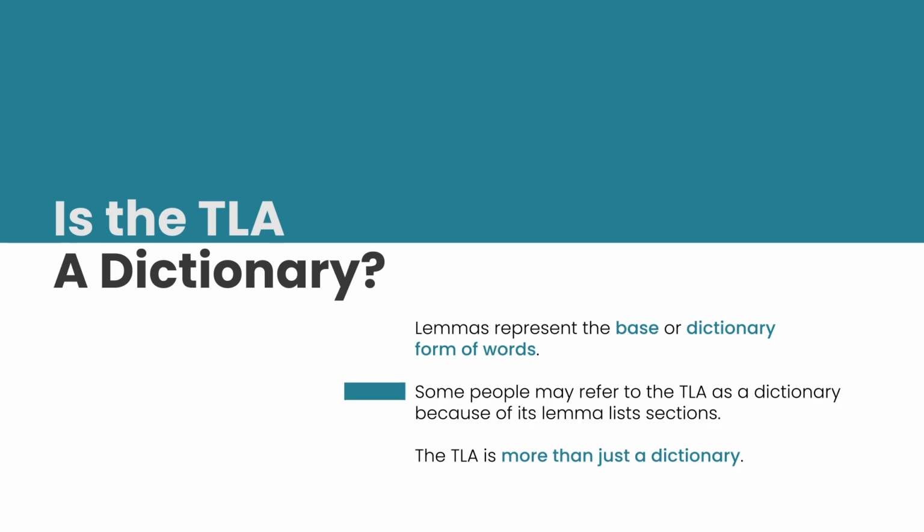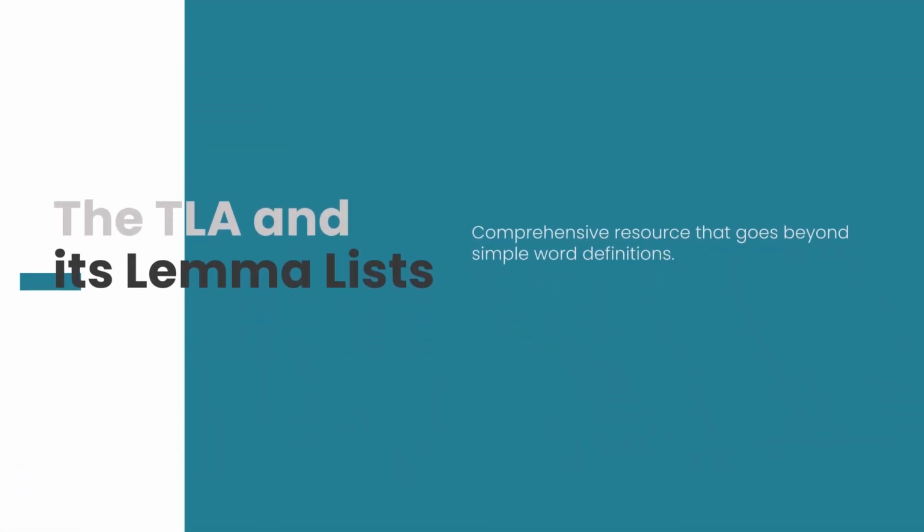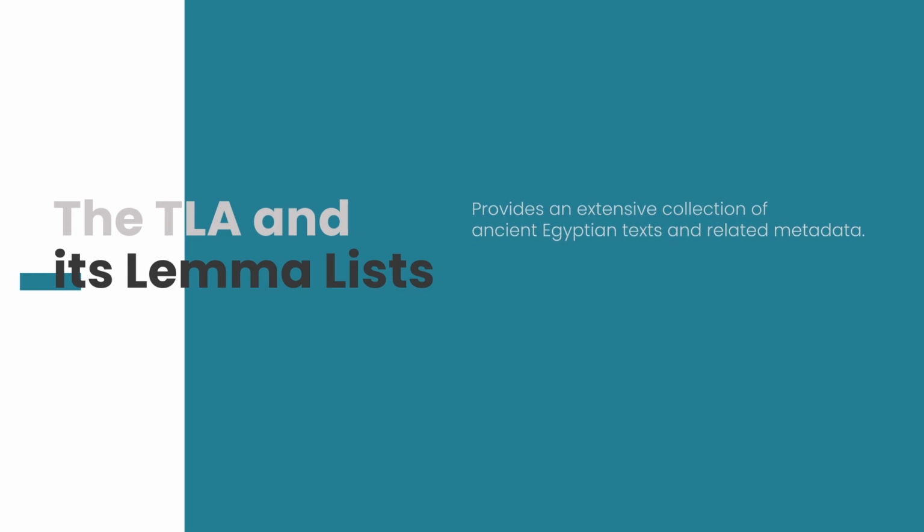While the TLA contains lemma lists that may resemble a dictionary, it is important to understand that the TLA's lemma lists are not just dictionaries. Now let me explain why. Unlike a traditional dictionary, the TLA is a comprehensive resource that goes beyond simple word definitions. It provides an extensive collection of ancient Egyptian texts and related metadata, and they cover a wide range of topics.